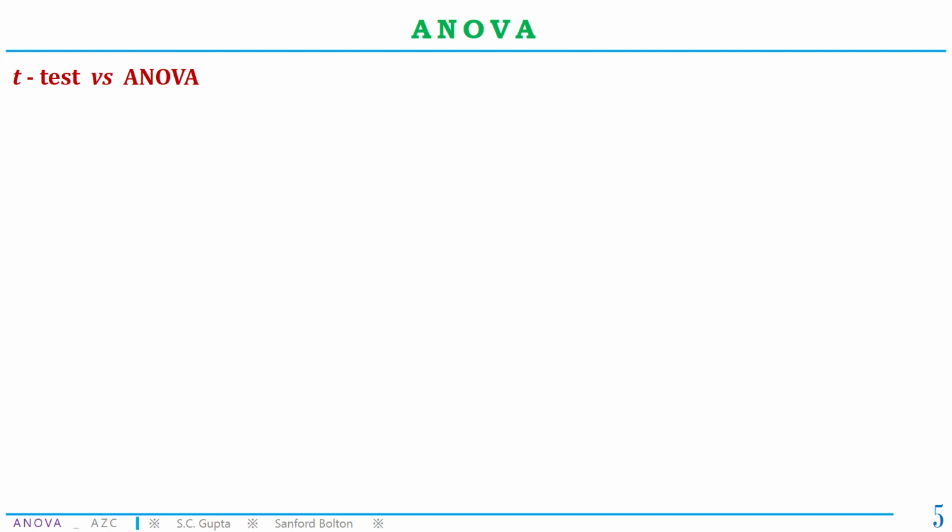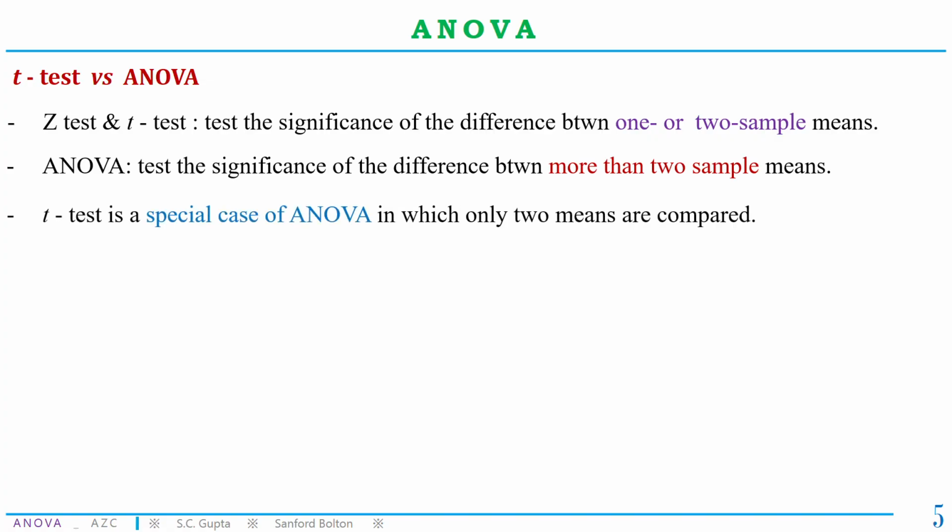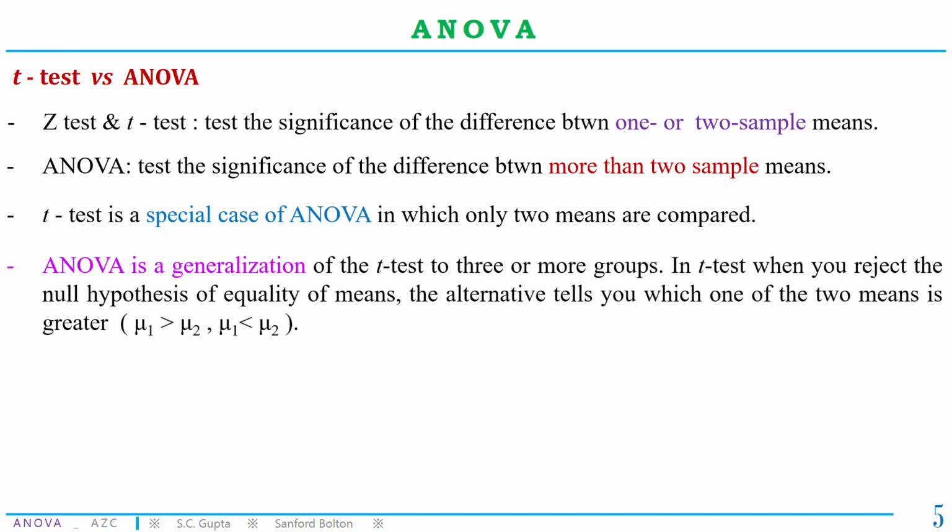T-test versus ANOVA. Z-test and T-test test the significance of the difference between one or two sample means. ANOVA tests the significance of the difference between more than two sample means. T-test is a special case of ANOVA in which only two means are compared. ANOVA is a generalization of the t-test to three or more groups.